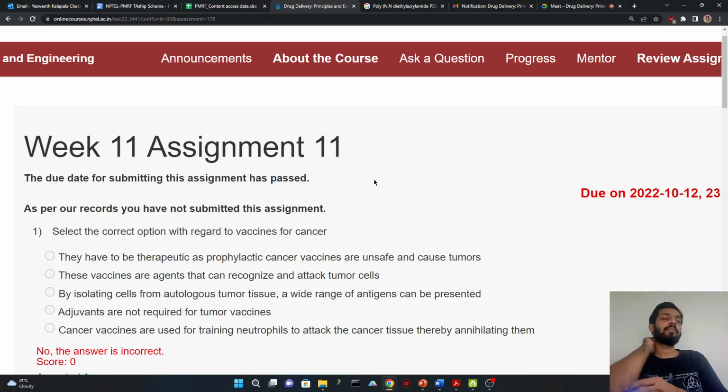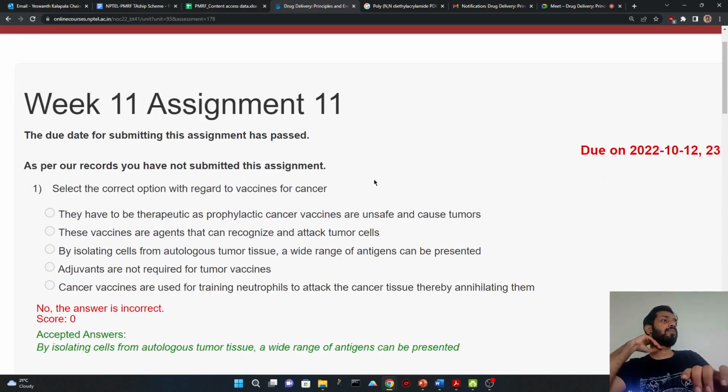As we were previously discussing in the previous classes as well, there are several prophylactic cancer vaccines, for breast cancer, ovarian cancer, and so on. Adjuvants are not required for tumor vaccines is not true. Any vaccine requires adjuvants to improve its efficacy. Cancer vaccines are used for training neutrophils to attack the cancer tissue, thereby annihilating them. Partly true, but cancer vaccines can also activate macrophages, B cells, and T cells, and mostly B cells and T cells to form memory, right? So it seems to be the case that only option C is the correct answer.